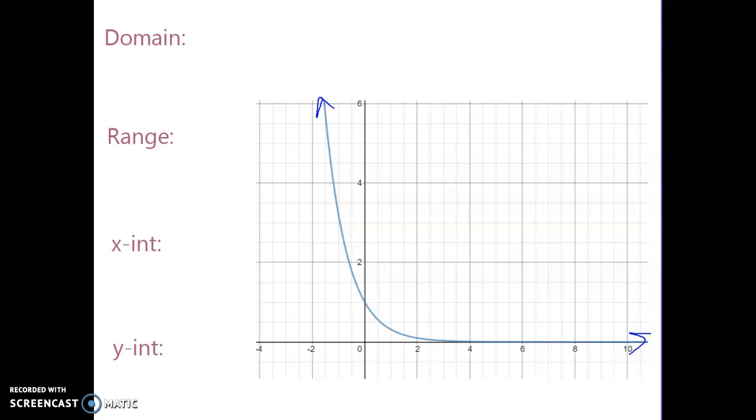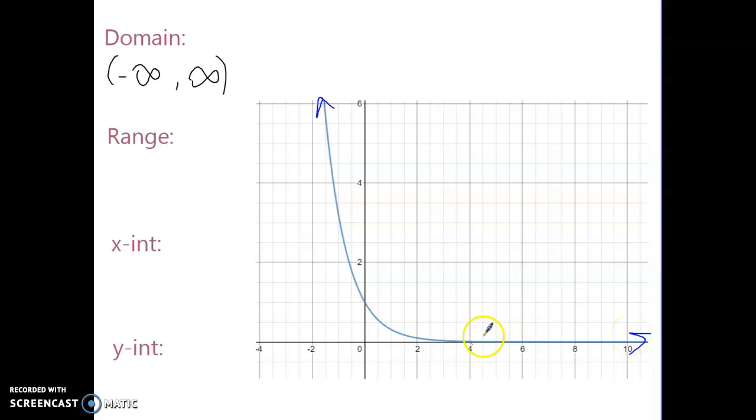So domain, how far to the left does this one go and how far to the right? Well, it's going to go forever left. That's what this arrow is telling me. It is going up, but it's also going left. You can see how it's kind of leaning out towards the left right there. Negative infinity to positive infinity. This arrow telling me it's going on and on forever to the right.